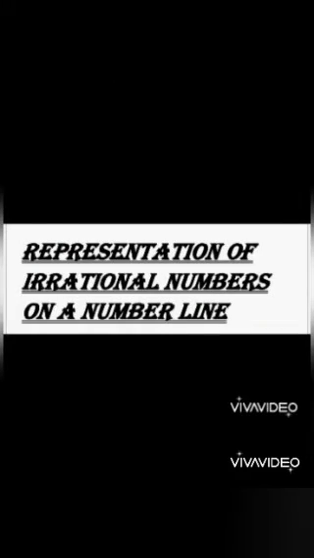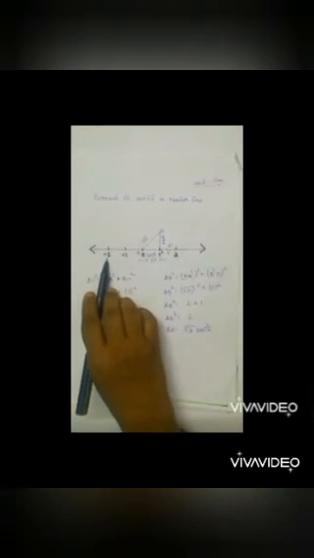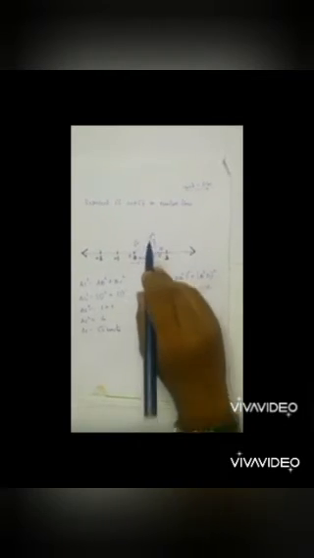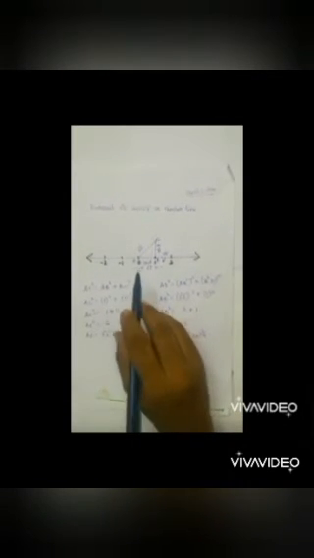Now, let us find the representation of irrational numbers on the number line. Let us represent root 2 and root 3 on the number line. Initially, draw the number line. Mark a point 0 on the number line. Take 1 unit is equal to 2 centimeters and mark the points on either side as 1, 2, minus 1, minus 2. Now, at the point 1, draw a perpendicular line. 1 unit is equal to 2 centimeters.